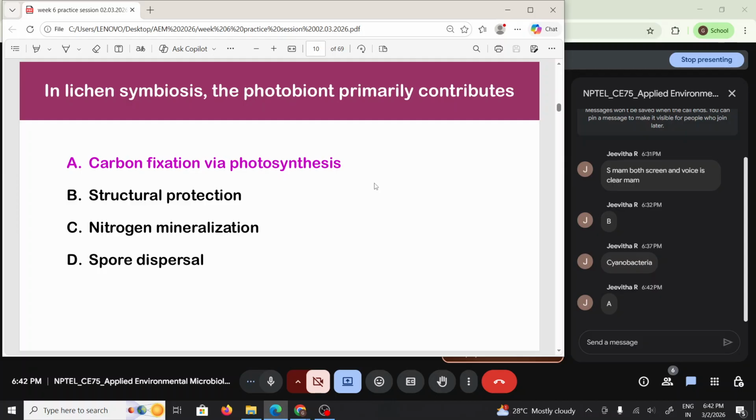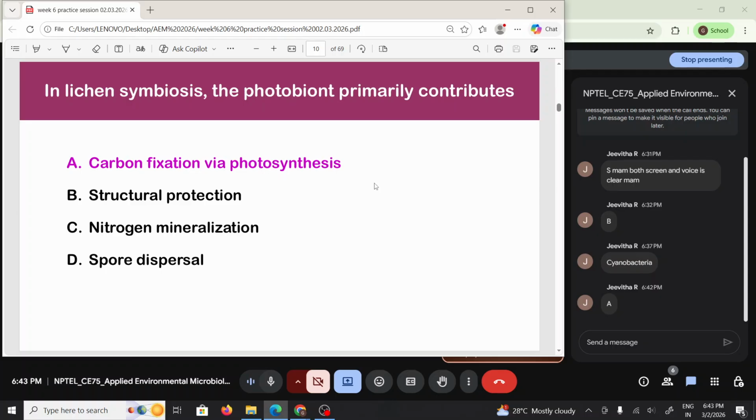Exactly. So the contribution of the photobiont. In this case, the term photobiont refers to the photosynthetic organism, which is the algae or the cyanobacteria. Okay. So the role of the photobiont is to fix carbon via photosynthesis. So it is responsible for photosynthesis, thereby it generates some organic compounds which can typically be used by the fungal partners.